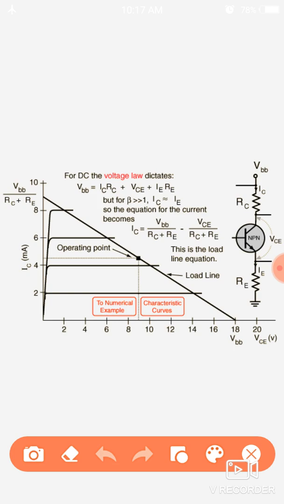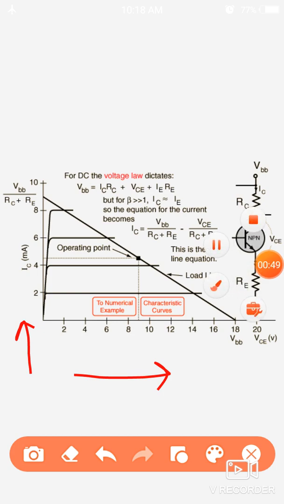Here the axis along the y axis is taken as the current passing through the collector, IC, in milliamps. On the other hand, on the x axis we have taken VC, the voltage corresponding to this point and here.